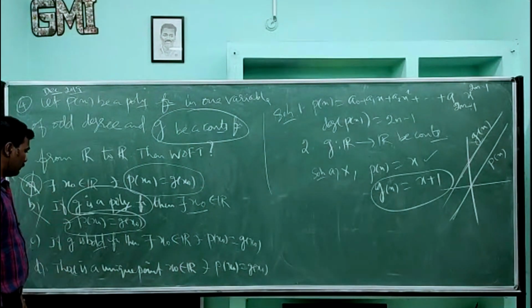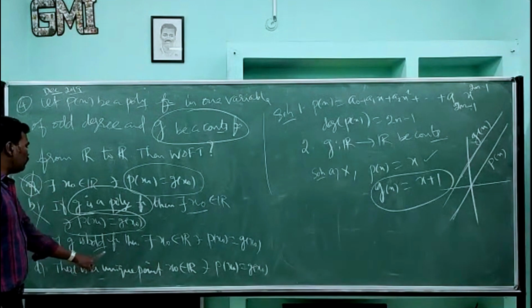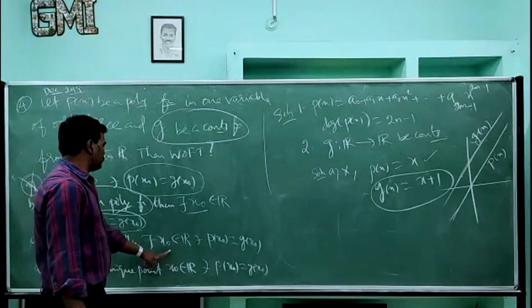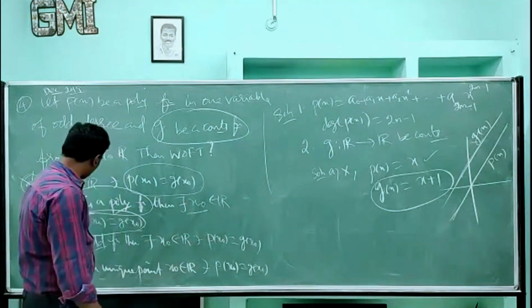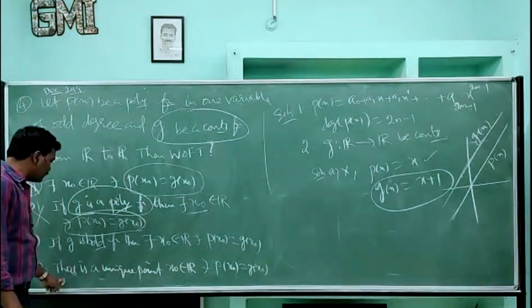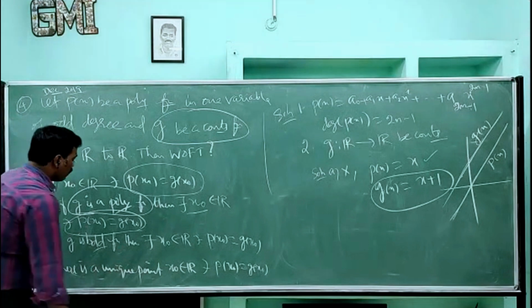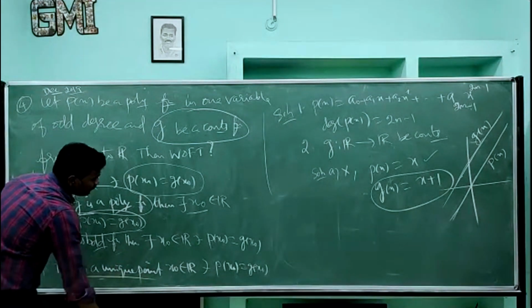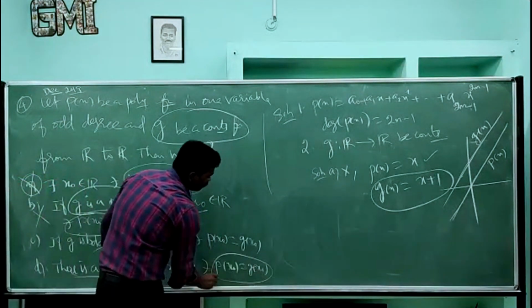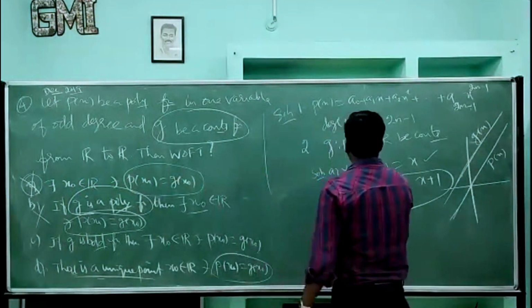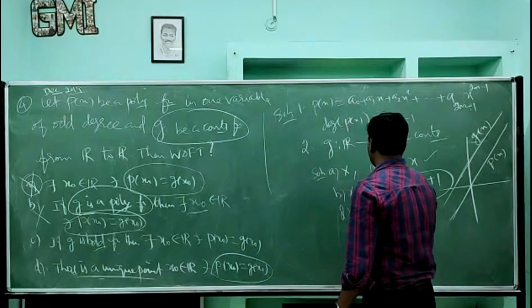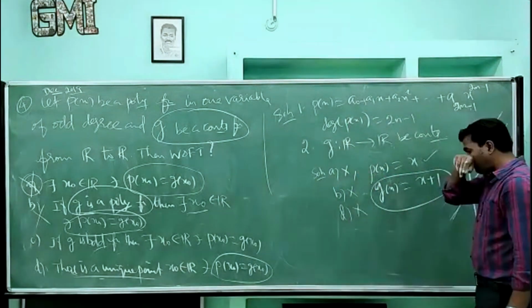What about C? G is a bounded function. Then there exists x naught in R such that P of x naught equals G of x naught. And one more, option D: there is a unique point, always there exists a unique point with P of x naught equal to G of x naught. The same example will work for option D also.